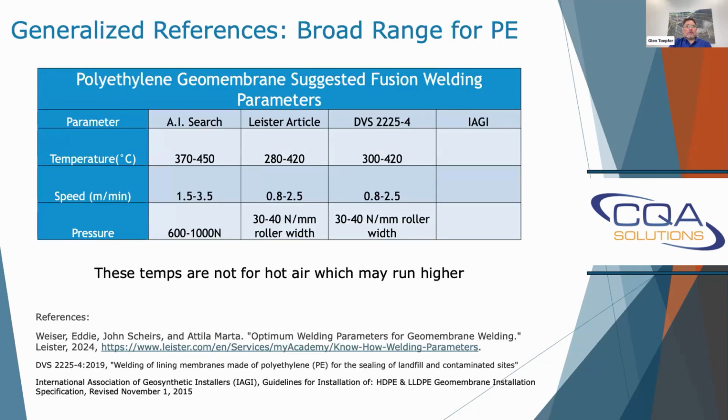So we started looking at other internet searches and reference materials. We did an AI search on the internet for fusion welding, and we found a temperature range there. We found a speed and we found a pressure. And then Leicester, there was an article by Leicester online, and the references for these are below. Leicester and the DVS. We looked at the German DVS, and then we also looked at IAGI, which again did not have temperature, speed, or pressure.